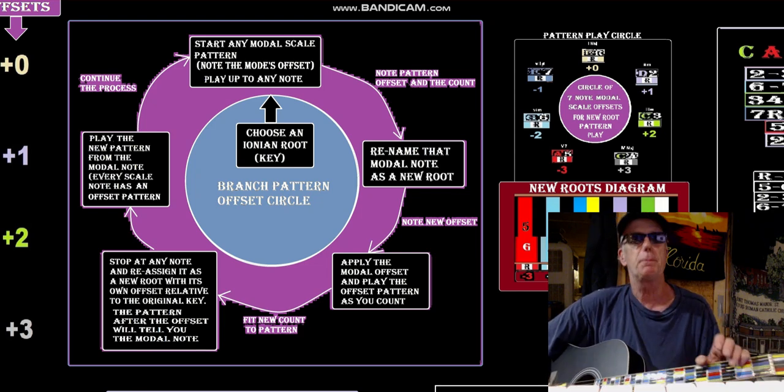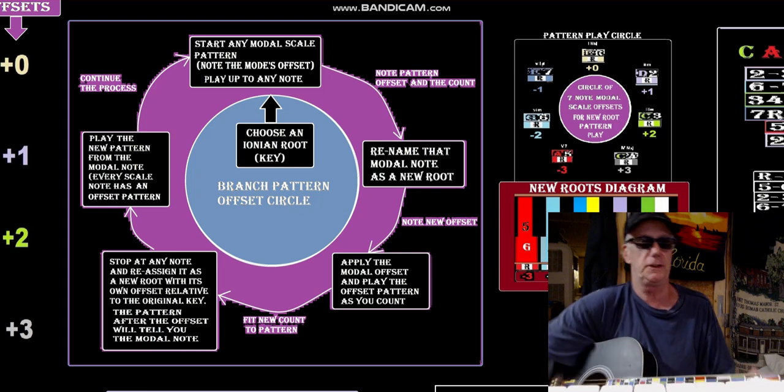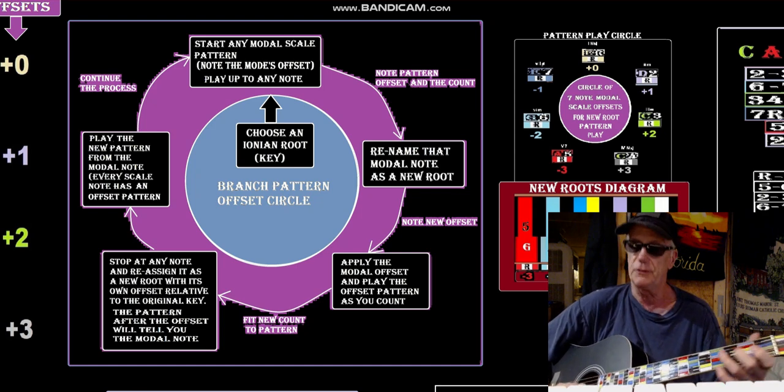Now let's stop it. Now let's go to the next thing. Note the pattern offset is +1 right here, and the count. In other words, when you're playing, go 1, 2, 3, 4, 5, 6, 7, root.